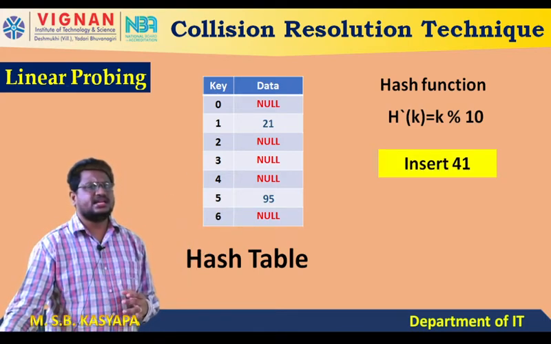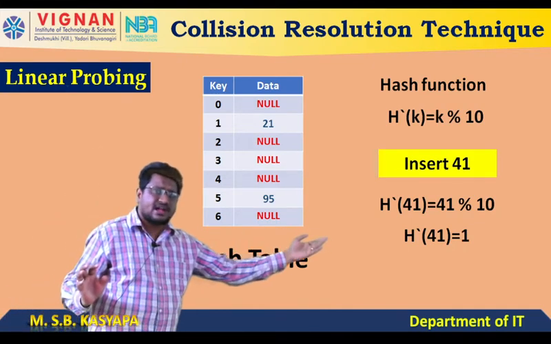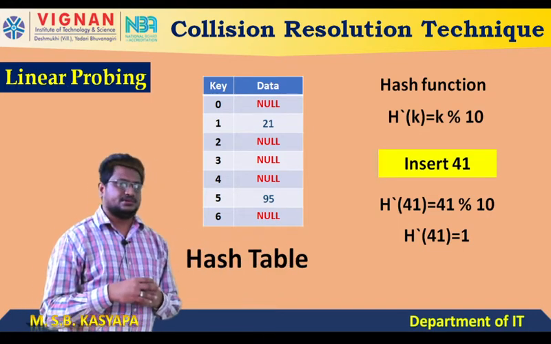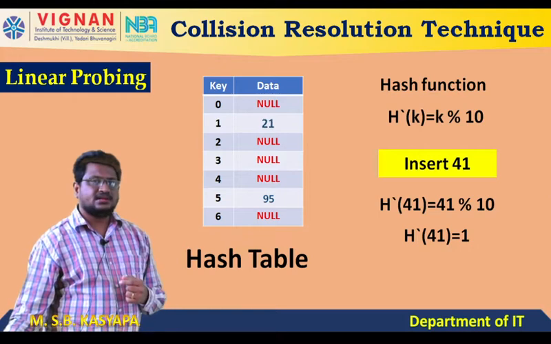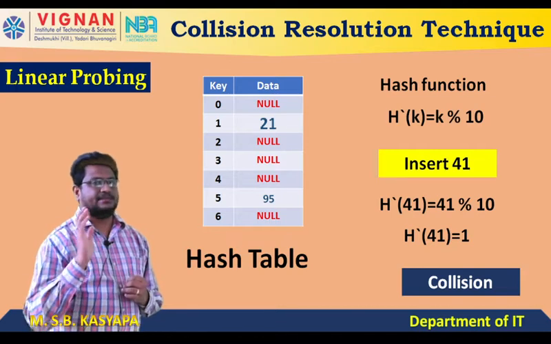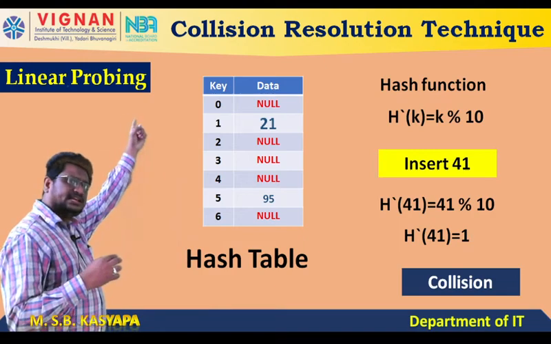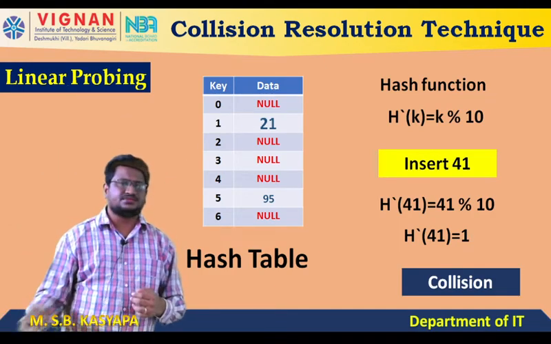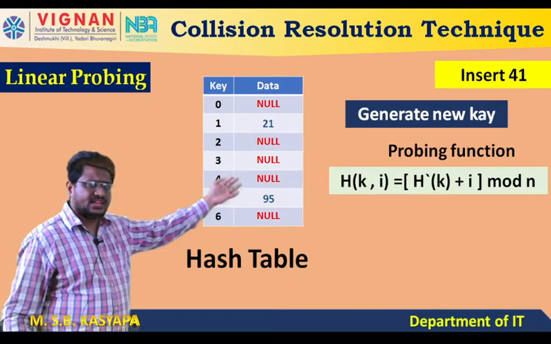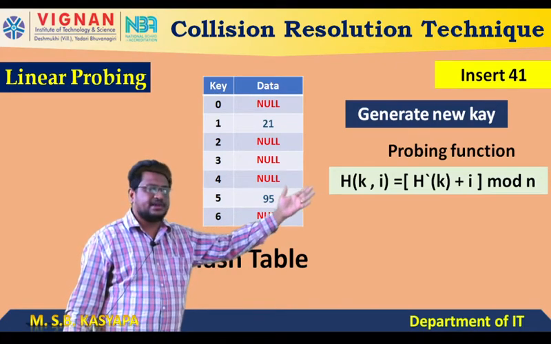But see here, if I want to insert 41, the key value is the same, h of 41 is 1. At 1 I already have a value, that is 21. So, a collision has happened. What is the process I have to do? I have to do linear probing to get the new address. The linear probing function is h of k of i equals h dash of k plus i, modulo n. Already I explained what the fields are.